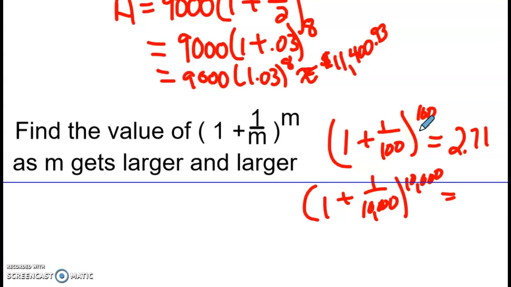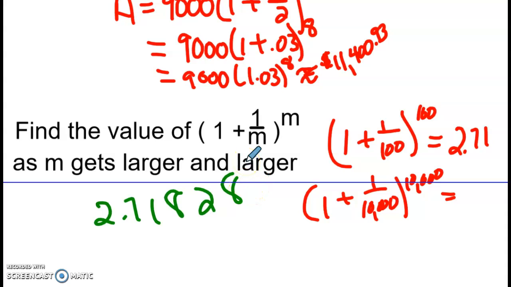Here, I will do it quickly while you're doing it. If I have 1 plus 1 divided by 1,000,000, that's 6 zeros, raised to the millionth power, I end up getting 2.71828. And that's not the exact number, I'm just rounding it.